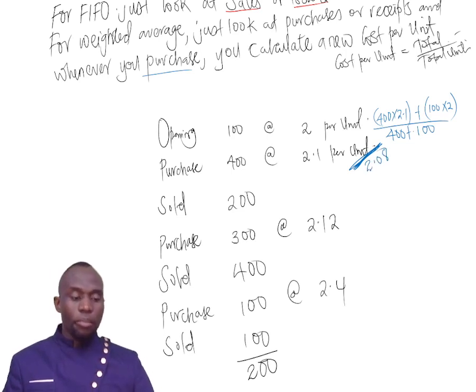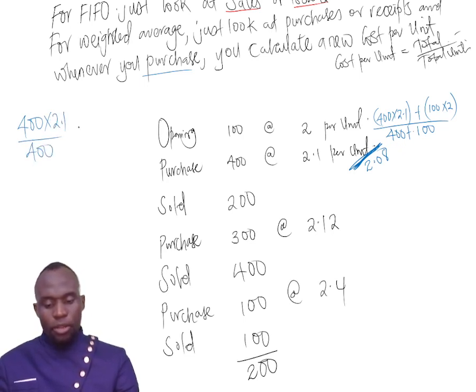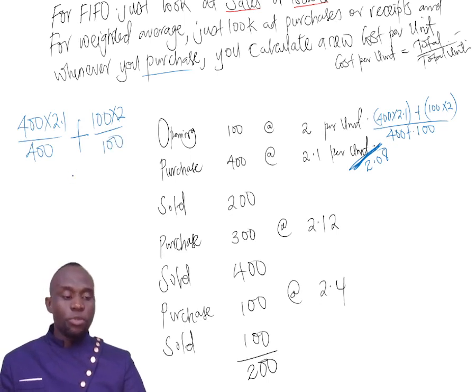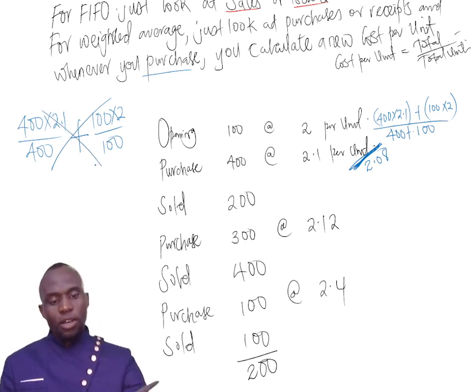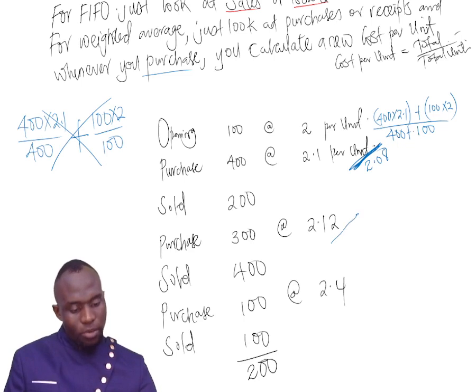2.08. Now be careful on that, because from experience, some people work it out as this: 400 times 2.1 divided by 400, then plus 100 times 2 divided by 100. These two are not the same, so it is the other one, it is not this. So be careful when working it out. The answer is 2.08.